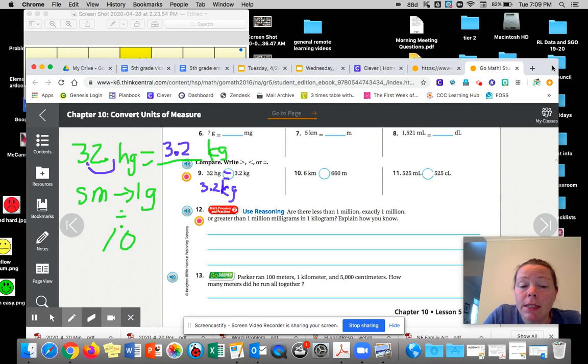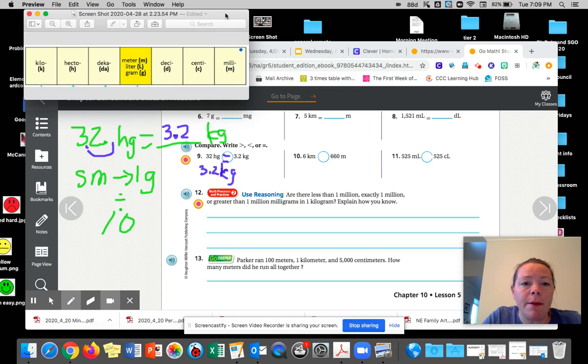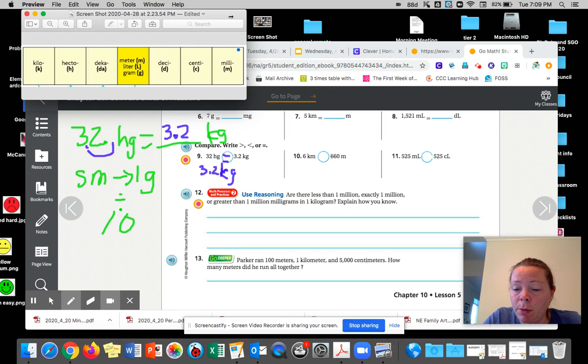All right. Same steps as converting customary measurements, which you guys have gotten really good at. Use this right here. I'm posting it in Google Classroom, like I said, and it's also on page 611.